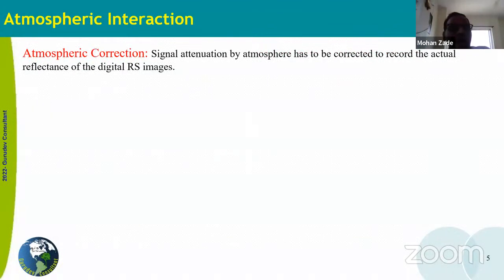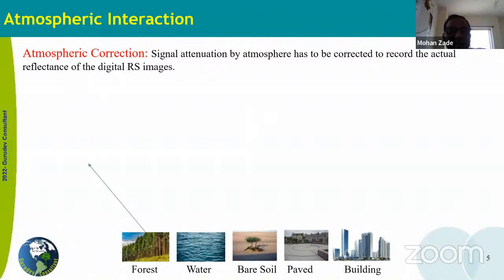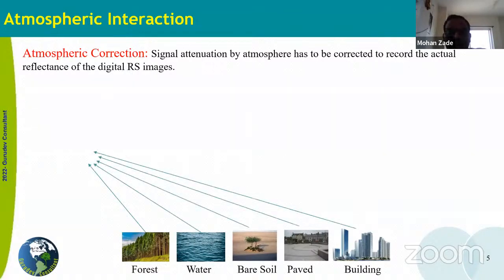When it goes through the atmosphere and is recorded, what happens? What happens to the reflected radiation from the Earth's objects?